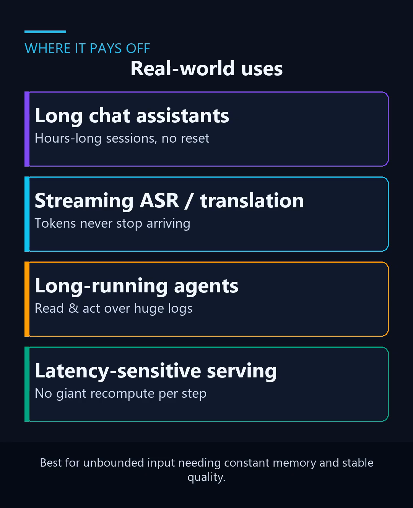Where does this matter? Multi-turn assistants that run for hours without resetting. Streaming transcription and live translation, where tokens never stop arriving. Long-running agents reading over huge logs. And latency-sensitive services that cannot afford to recompute a giant cache on every step. The common thread: unbounded input where you need constant memory and stable quality, not an ever-growing buffer.